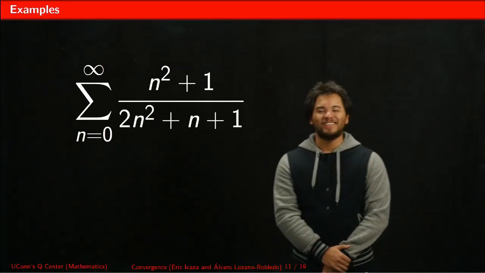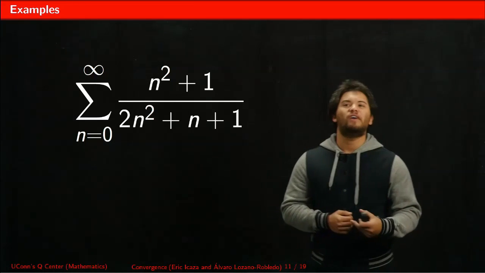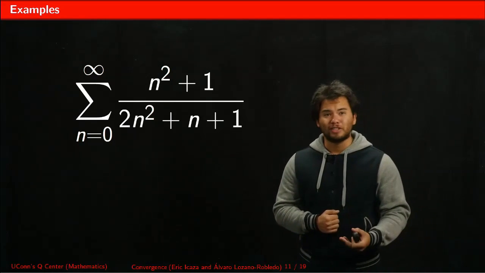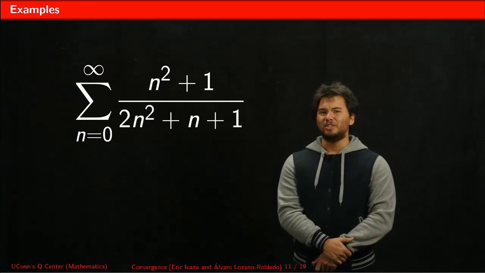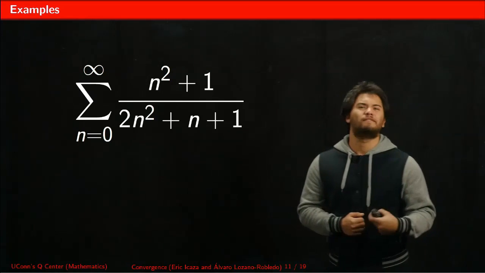All right, let's take a look at this example. We have the sum from n equals 0 to infinity of n squared plus 1 divided by 2n squared plus n plus 1. The first test I like to use when I see something like this, and I'm not sure whether or not it will converge or diverge, is to use the divergence test.